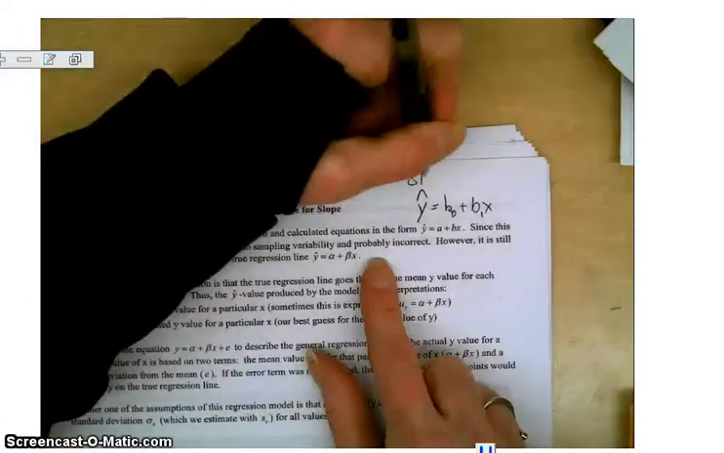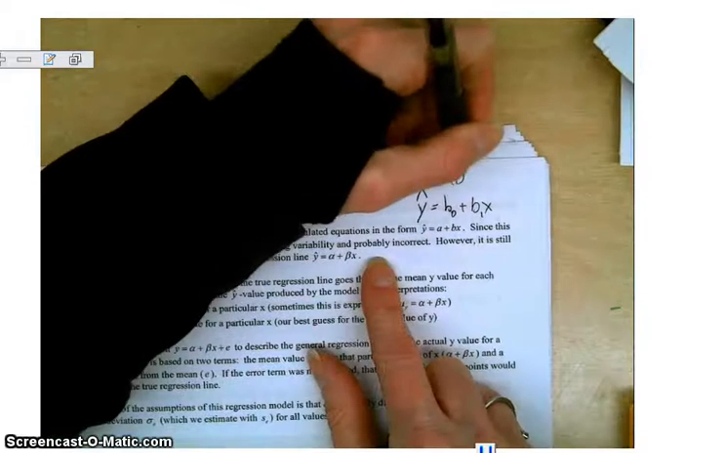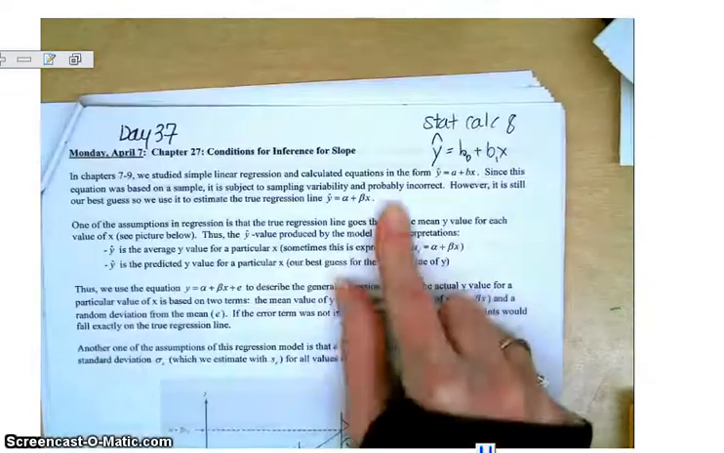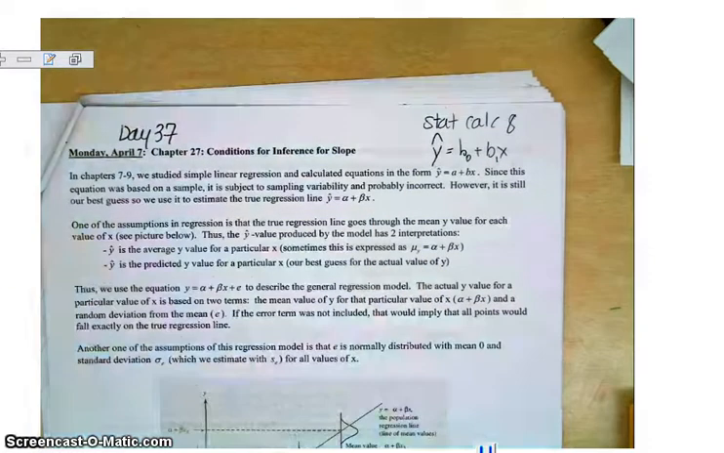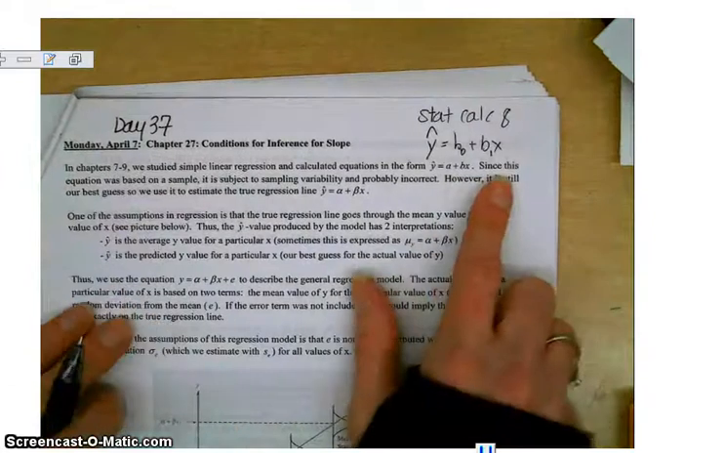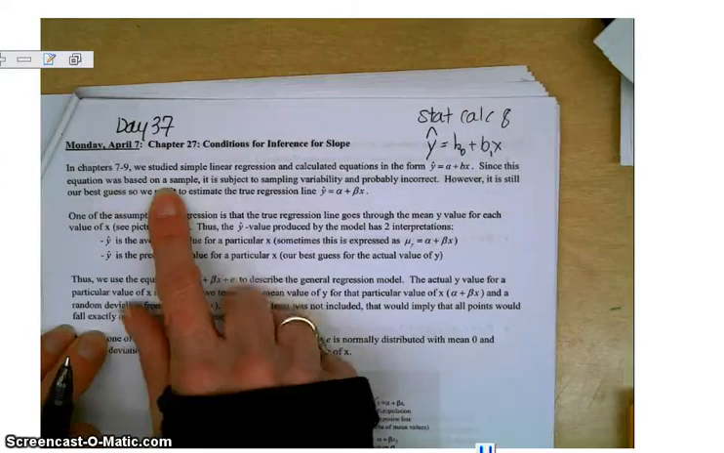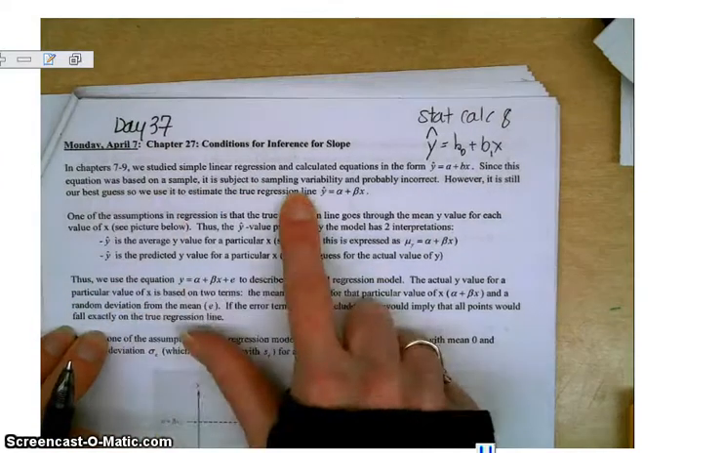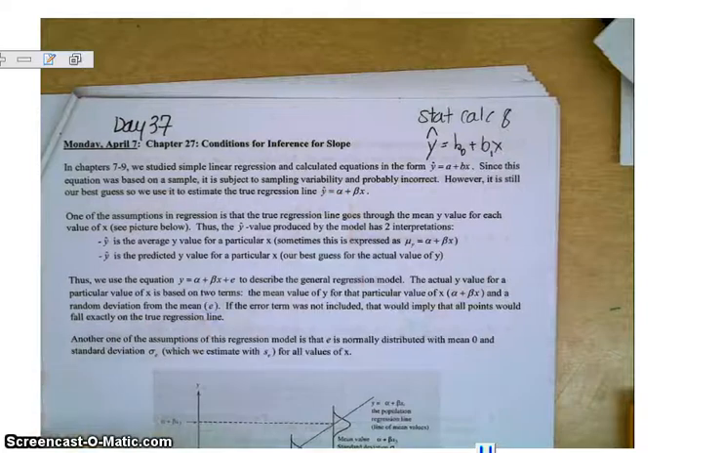The way we get to that on our calculators, we do stat calc 8. It's the same either way, regardless of the variables that you use. So since this equation was based on a sample, it is subject to sampling variability and probably incorrect.